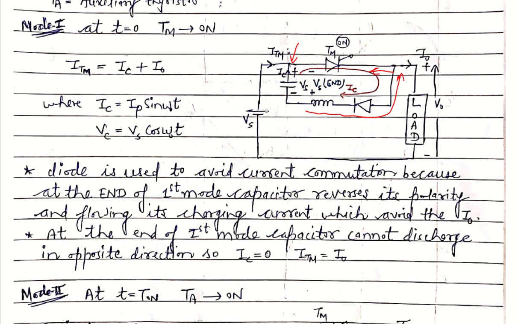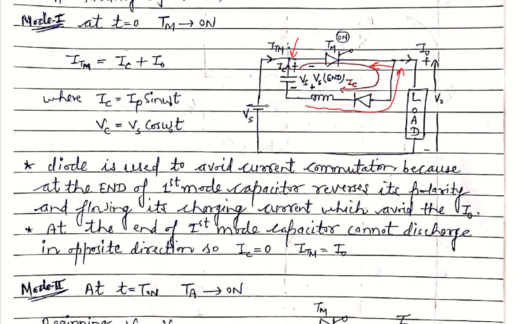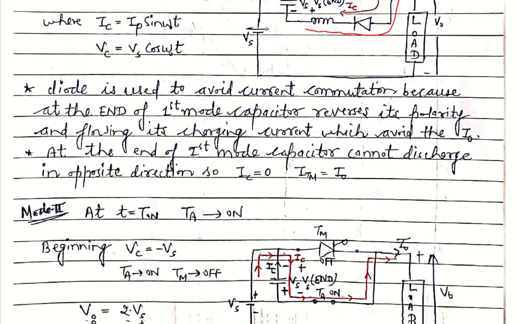So if IC equals 0, the charging current will be 0, then ITM will be I naught. Why? Because the charging current will be 0. ITM is the source side current flowing through this main thyristor, and it will equal the output current. So that is the first mode of conduction. In the second mode of conduction, our main thyristor will be in off condition.